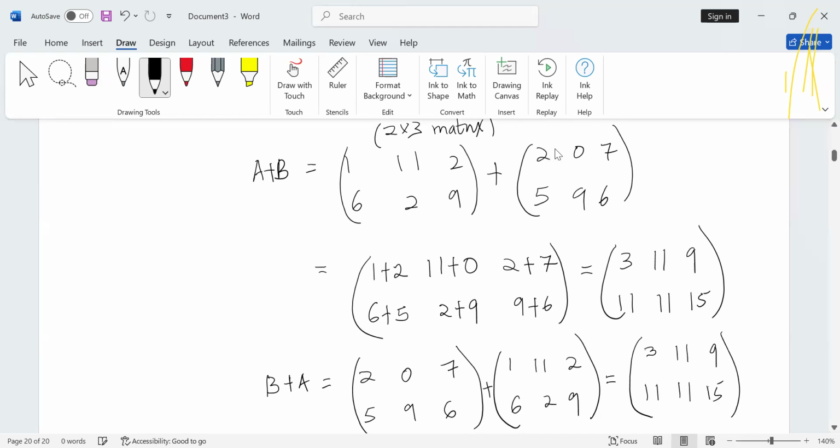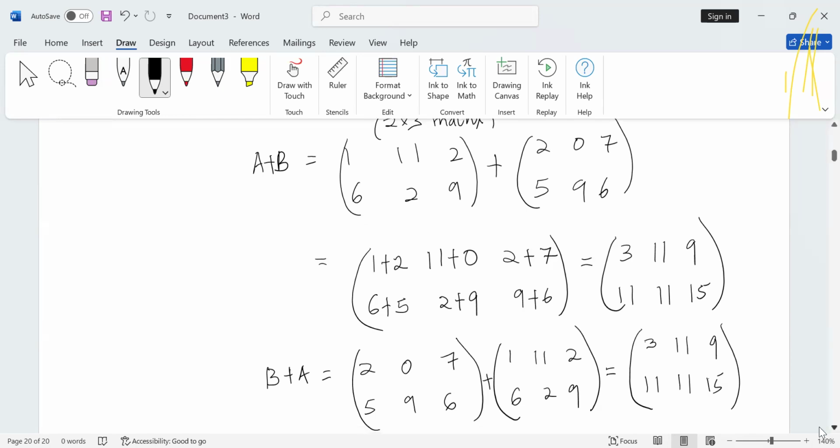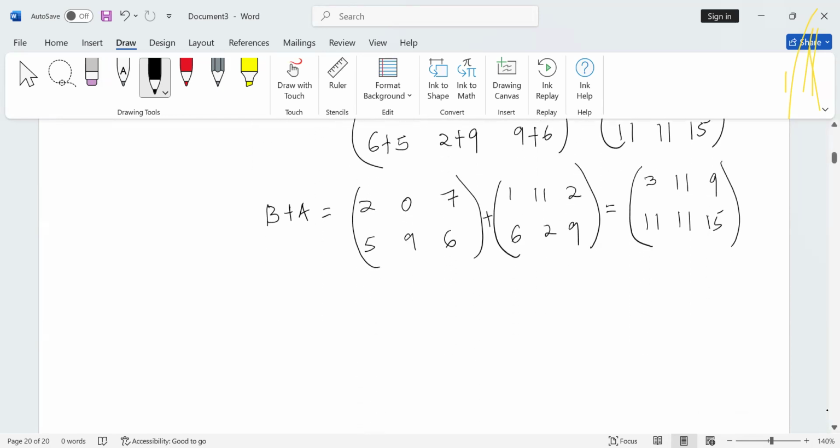So what is the relationship between A plus B and B plus A? They are equal.